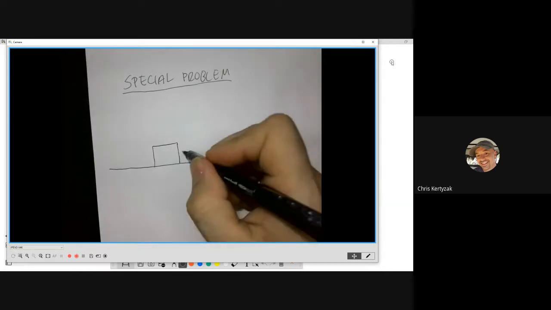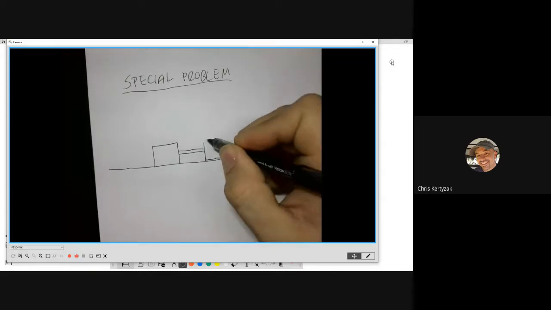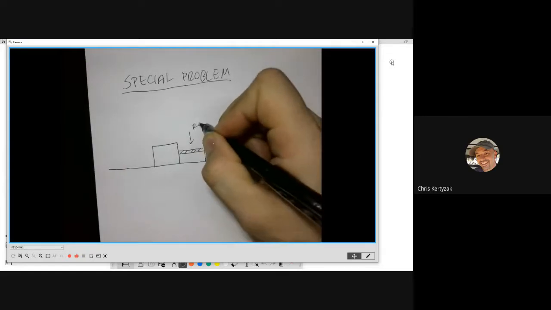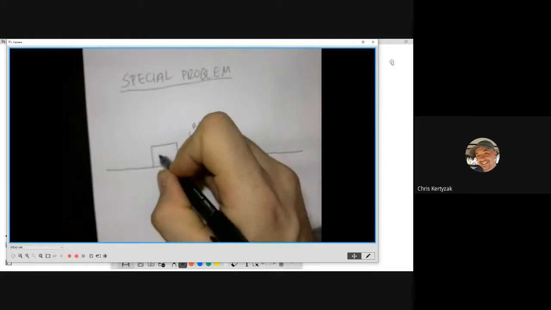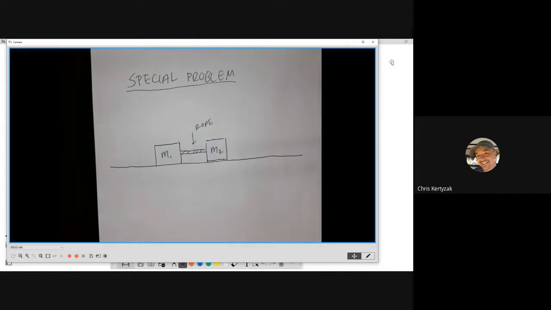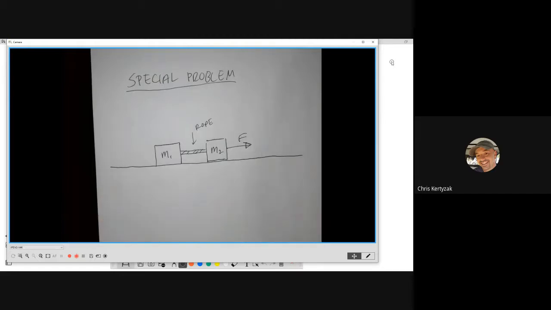They have a box, they have a rope, they have another box. They'll call this M1 probably. They'll call this one M2. And let me zoom in for the guys that are here so you can see that a little better. In fact, let me shut one of these lights off. Better. So this is a problem, and then they say there's somebody pulling it with the force off to the right.